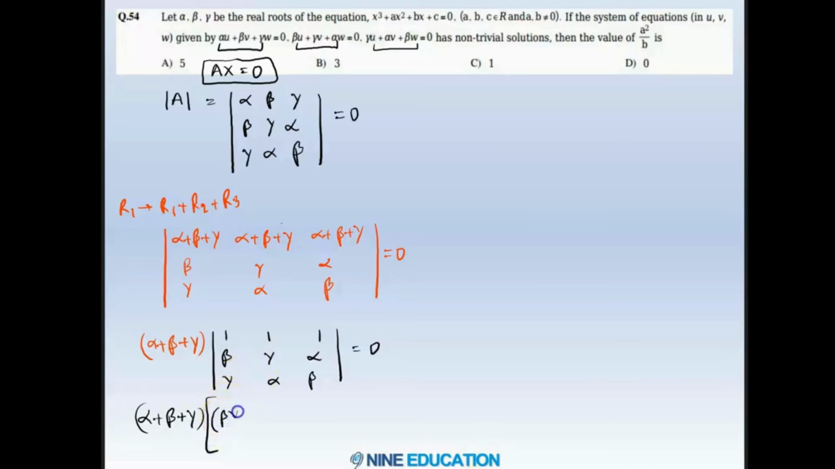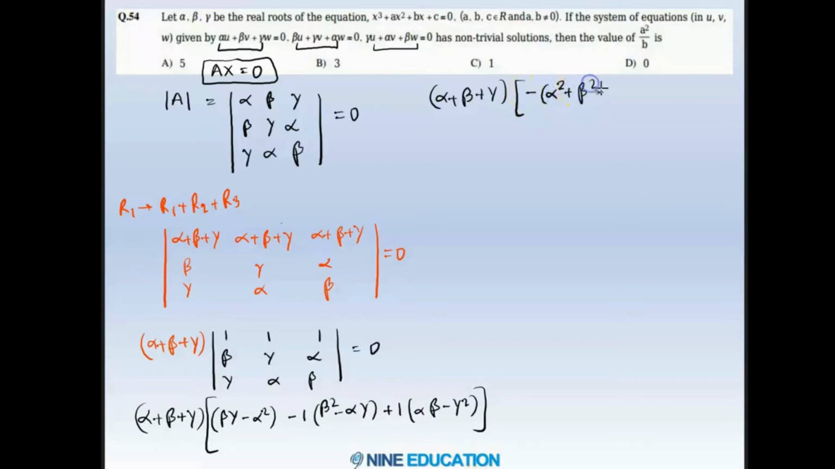And then inside the bracket, if you observe, we have minus alpha square, minus beta square, and minus gamma square as well. So minus can be taken common, and it will be minus of alpha square plus beta square plus gamma square. And then we have alpha beta, beta gamma, and gamma alpha as well. So the entire expansion is completed. Now this determinant needs to be equal to 0.